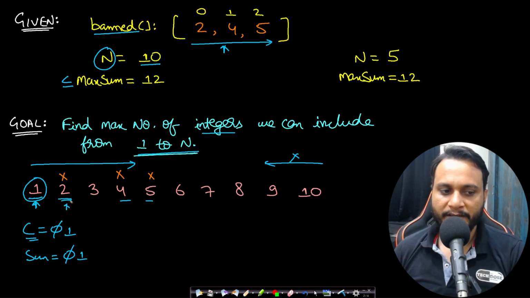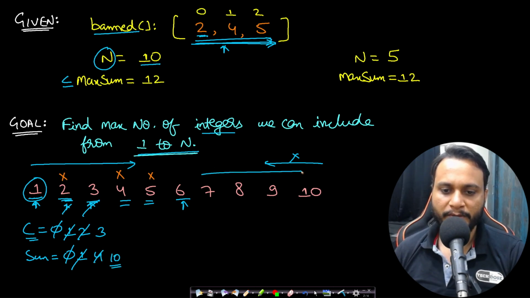When you go to the next item 2, again you have to iterate through the entire array and find out if it is banned, and yes, it is banned. So you will be jumping to the next item 3 and check if it is banned. It is not banned, so it can be included, so the count value will become count plus 1 and the sum value will become 4. Likewise, you will be checking for 4 and 5 and they are already banned, and you will be checking for 6 and 6 is not banned, therefore you will be including it and you check out the sum. The sum value will be 6 plus 4, which is 10.